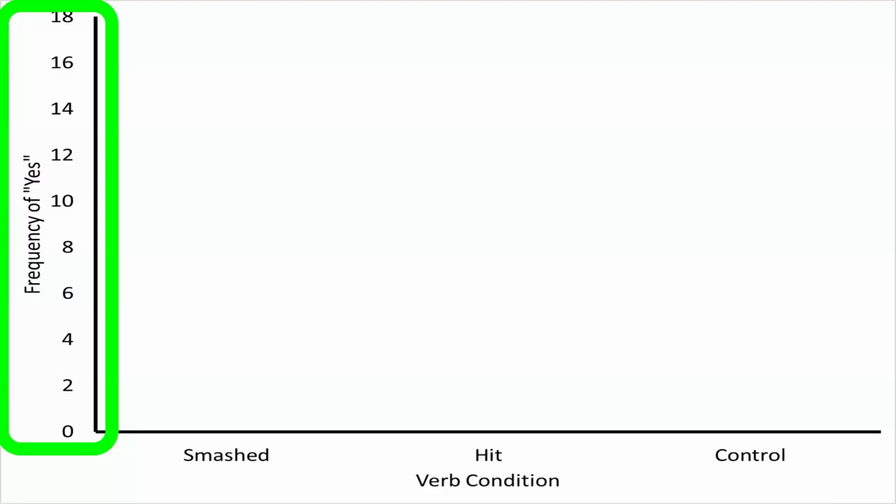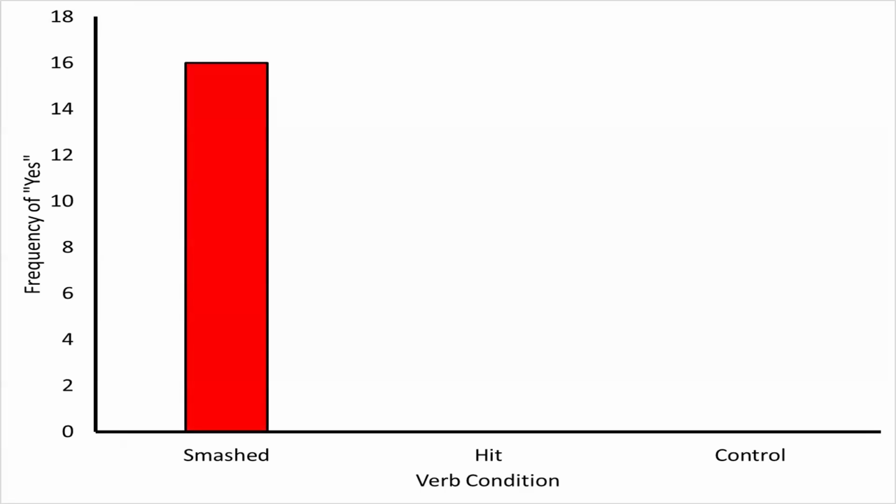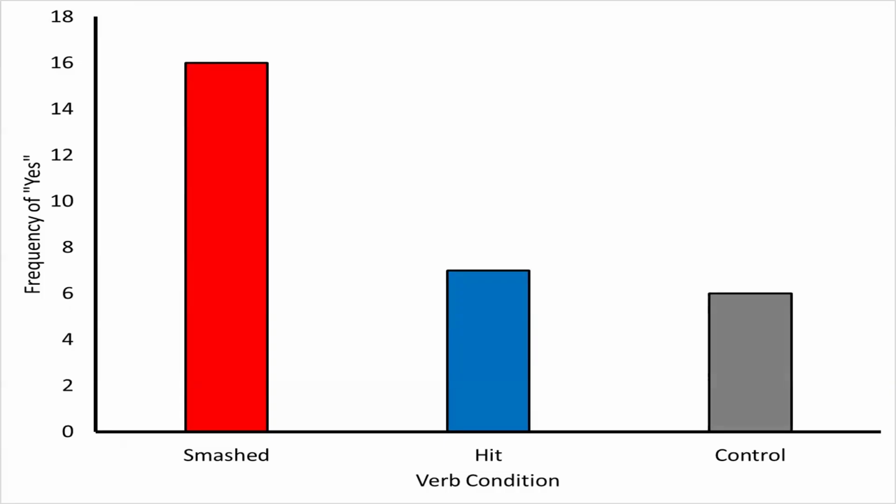And then what you do in this chart is the height of each bar above each category shows the frequency of that category or the relative frequencies. So we had 16 individuals who were in the smashed condition that said yes, they see glass. So we would have a bar height that reached all the way up to 16. And we had 7 individuals for the hit condition. So we would have a bar that goes all the way up to 7. And then we had 6 individuals for the control condition, and we would have a bar that goes all the way up to 6.